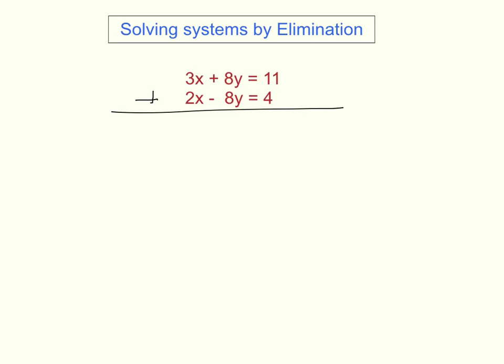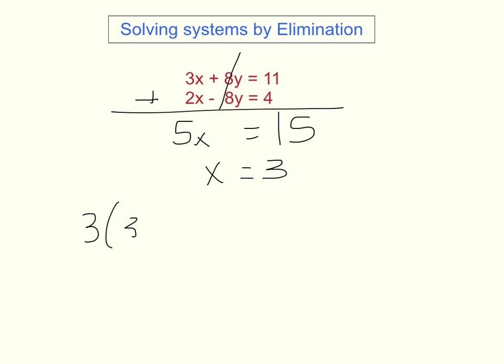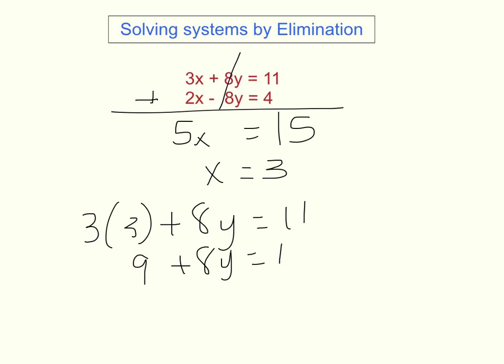So 3x plus 2x is 5x. 8y plus a negative 8y, that's eliminated. 11 plus 4 is 15. Then I solve for x, so x is 3. Now I go back and plug that x in for something. I'm using the first equation, but it doesn't matter. 9 plus 8y equals 11. Subtract, oops, that's an 11. Subtract the 9, that's 2. And so y would be 1/4. So writing that as an ordered pair, it crosses at (3, 1/4).